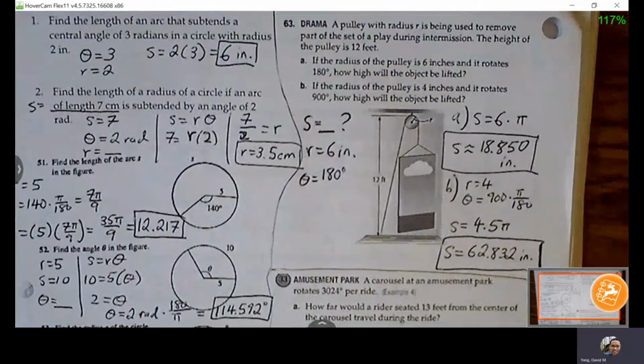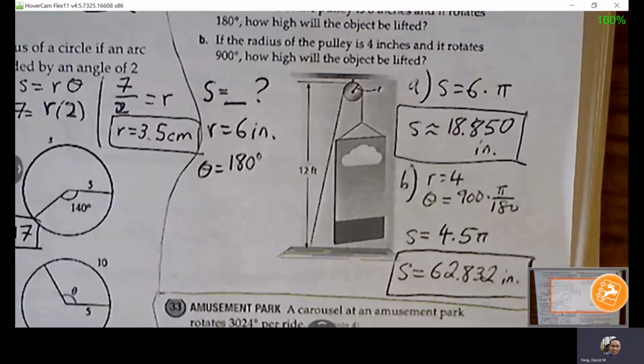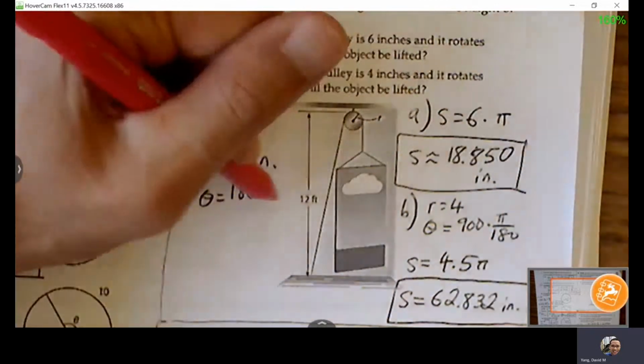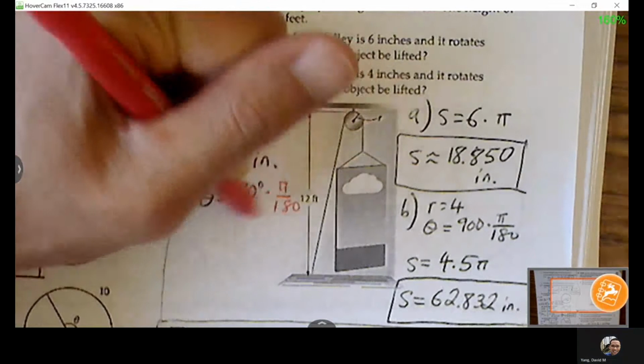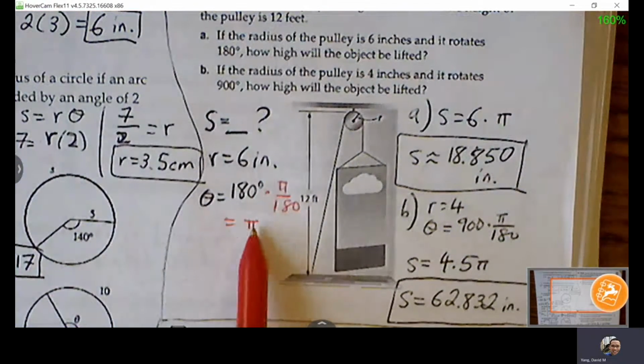However, the 180 degrees is theta, but it is not quite the appropriate unit that we need for our arc length formula, right? Everything has to be in terms of radians, so we have to go through a conversion. We multiply it by pi over 180, which is just equal to pi. The 180 cancels out, we're left with pi. So that is the radian equivalent of 180 degrees.